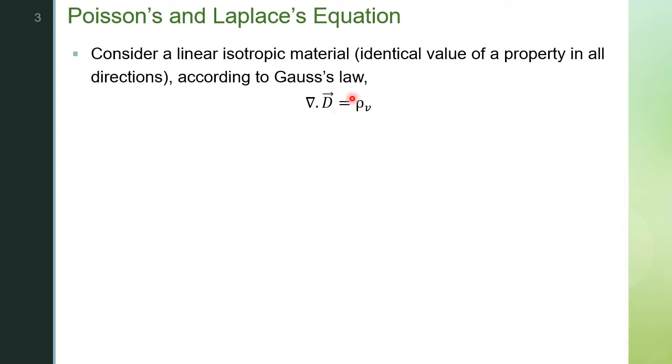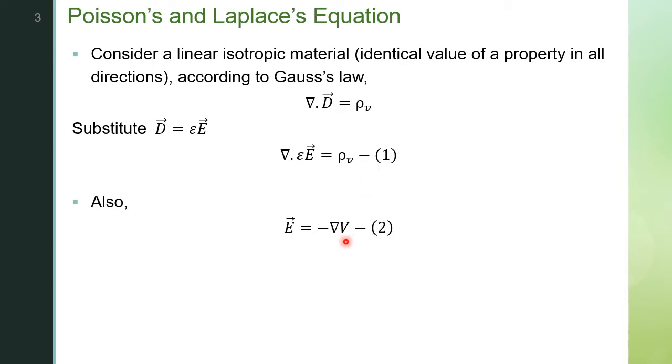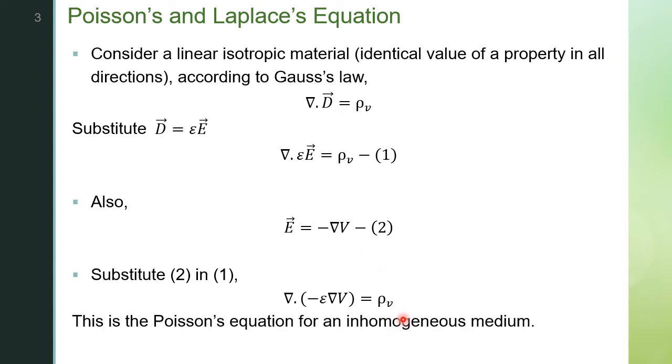Now here we are having the electric flux density. So substitute D equal to epsilon E. So del dot epsilon E is equal to rho V. Mark it as equation 1. Now here E equal to minus del V. So substituting E equal to minus del V here we get del dot epsilon minus del V is equal to rho V. So this equation is called the Poisson's equation for an inhomogeneous or non-homogeneous medium.